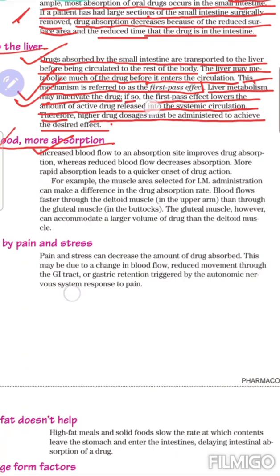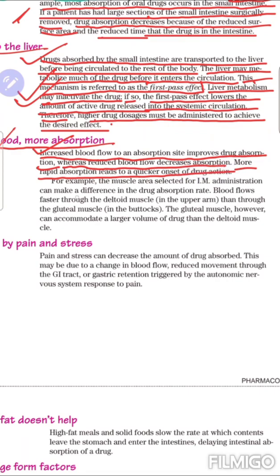Here we will see what is happening. Increased blood flow to an absorption site improves drug absorption. Where the absorption site has good blood flow, drug absorption is good. Very simple, no confusion. Whereas reduced blood flow decreases absorption. So simple. More rapid absorption leads to quicker onset of drug action.